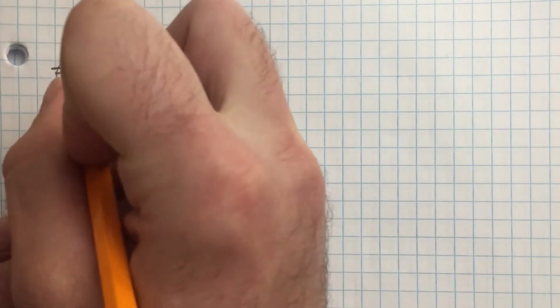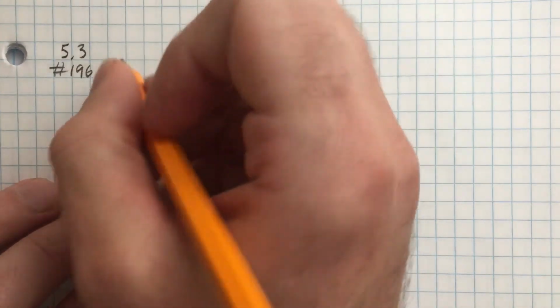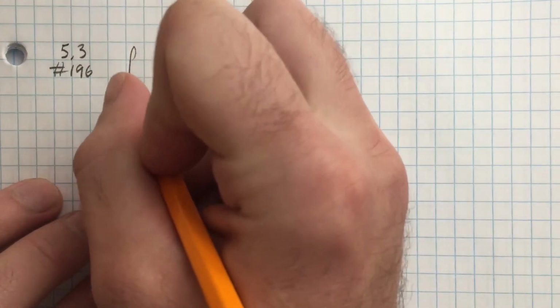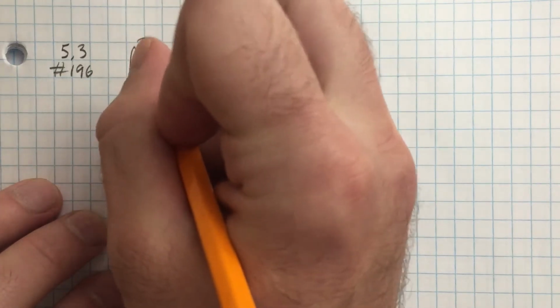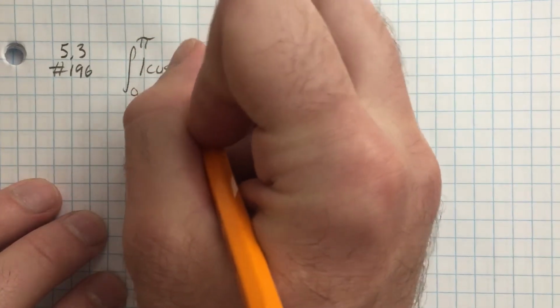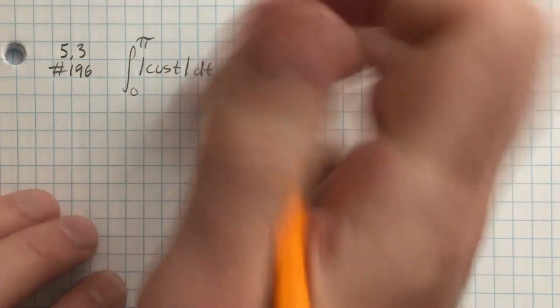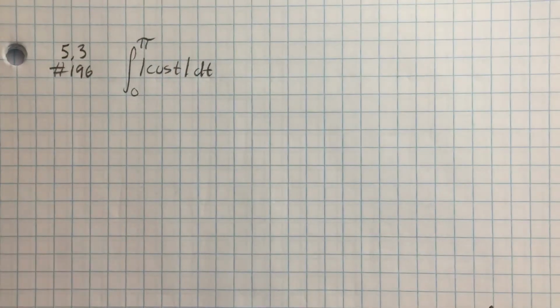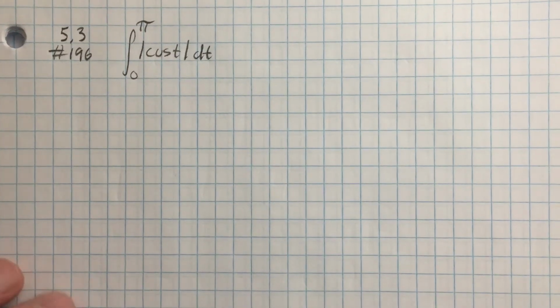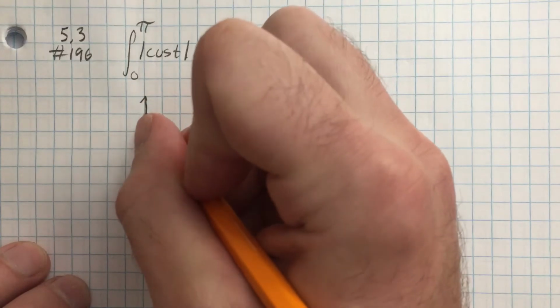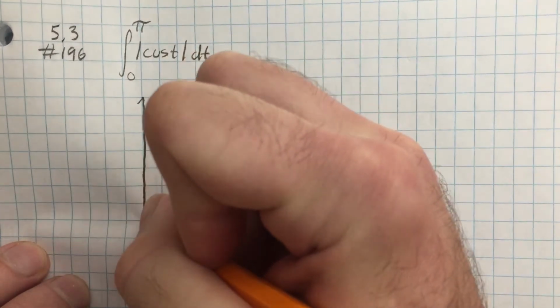5.3, number 196. We're supposed to evaluate the integral from 0 to pi of magnitude cos t. It's an interesting little problem. And all of these that have magnitudes on them have a special methodology for evaluating them, which I'll show momentarily. I just want to give an idea of what's going on with this particular example with a picture very quickly.